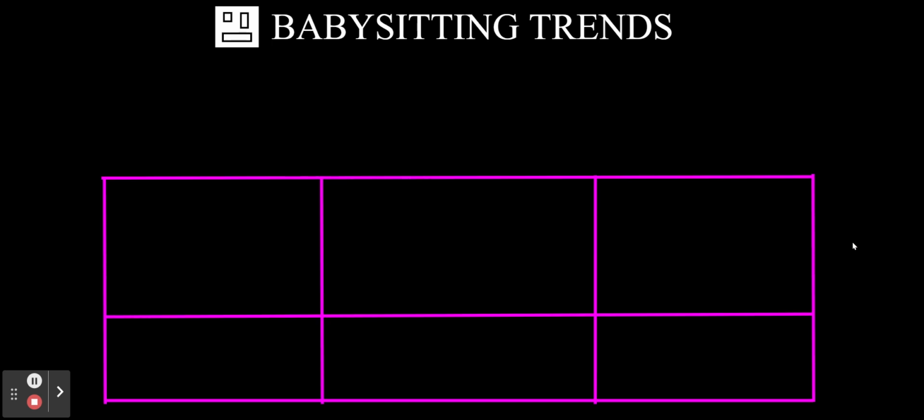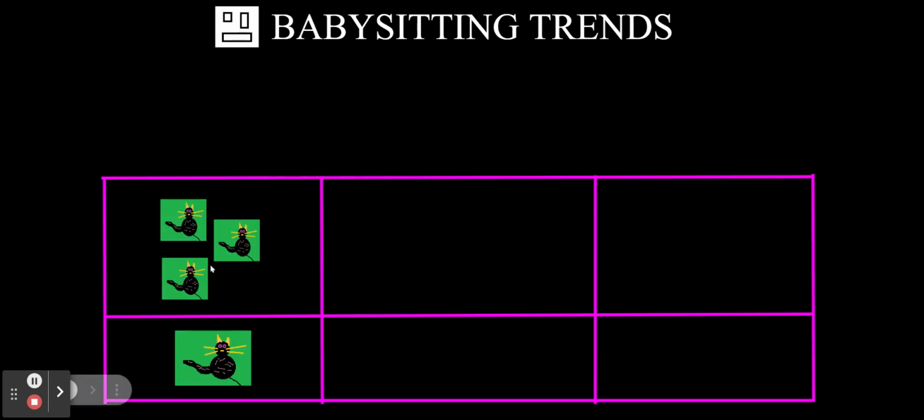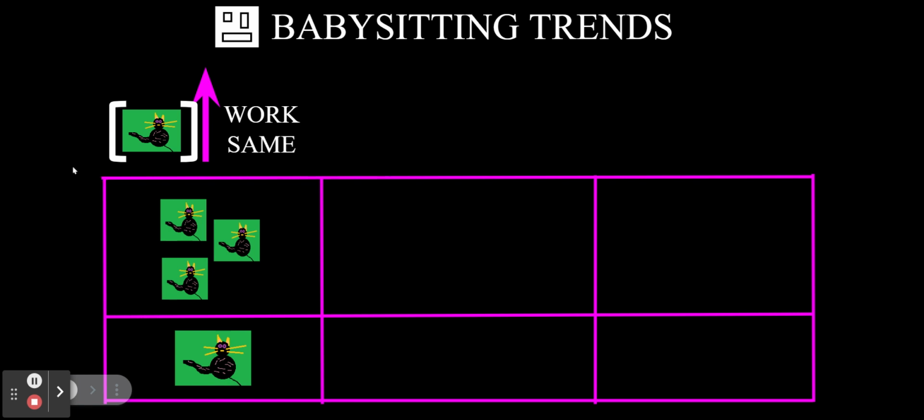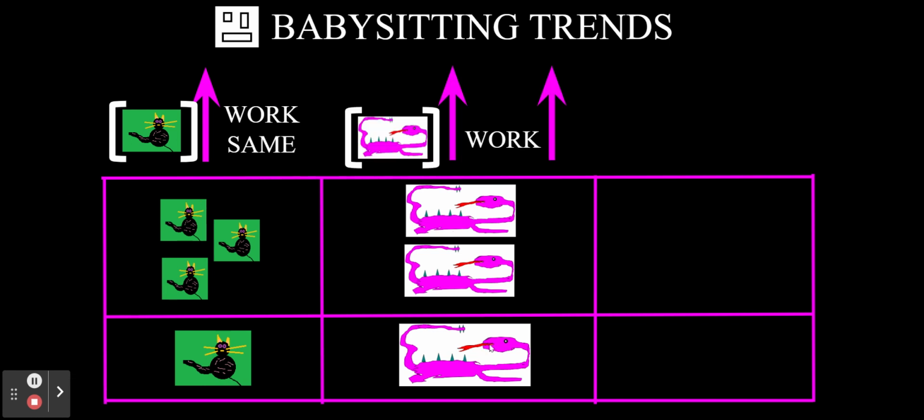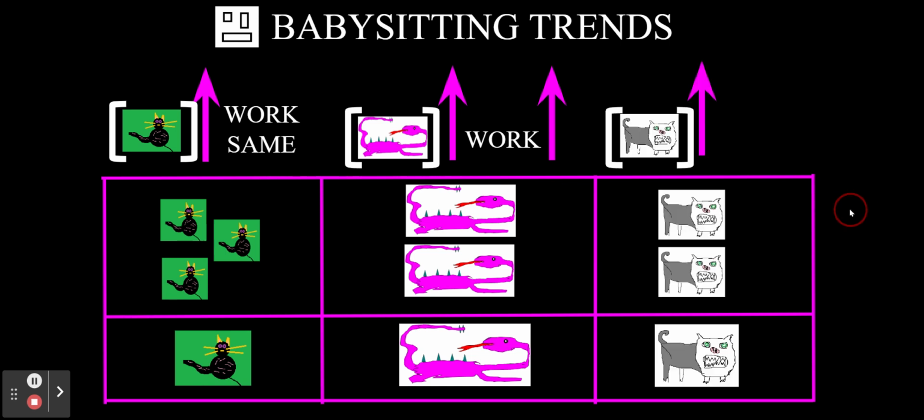So here are the trends. Amount of cats going up, the work staying the same. That's zero order. The amount of things goes up, and what happens here? The work goes up. This is going to be first or second order. This is a positive relationship. And when the work goes down, that's a negative order.